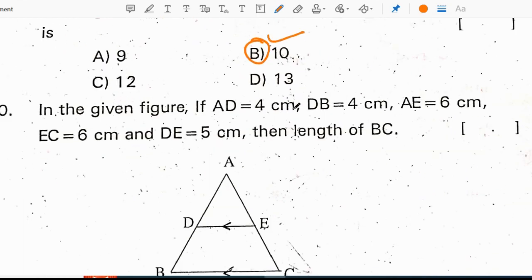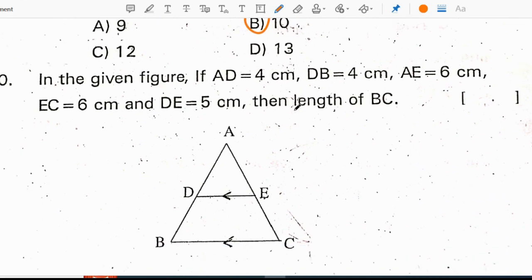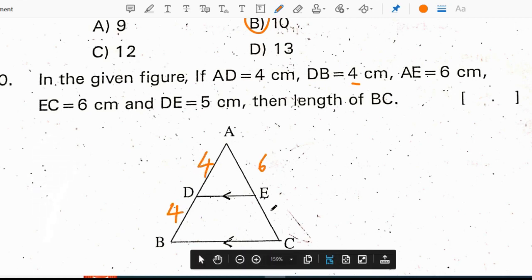Correct option is B. In the given figure, AD is equal to 4, DB is equal to 4, AE is equal to 6, EC is equal to 6, DE is equal to 5. Find the length of BC. So let us write the given values according to the diagram. AD 4, DB 4, AE 6, EC 6. The length of BC is equal to.